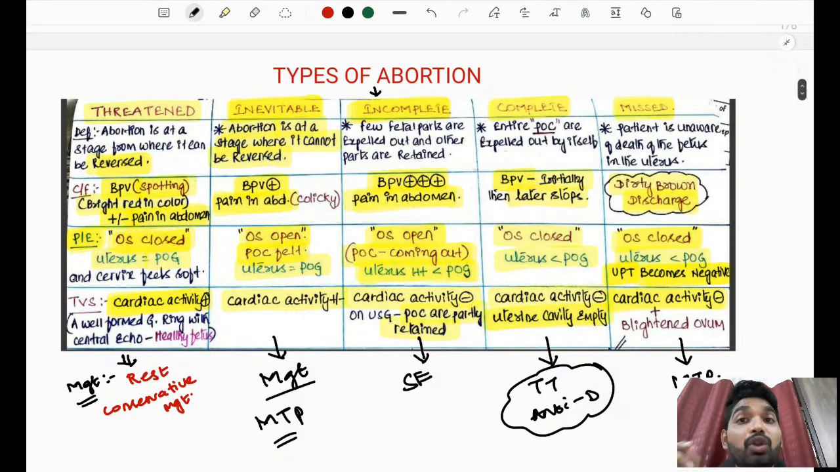If you are not making notes, at least try to take a screenshot now. Take the screenshot and save it in your gallery. See this slide frequently, okay, so that you can remember this for your tomorrow's ESIC exam. Abortion is a very, very important topic, okay.